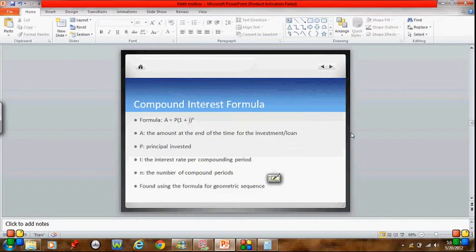Let's look at the formula for compound interest. As you can see, the formula here is A equals P(1 + i)^n, where A is the amount at the end of the time for the investment or loan, P is the principal invested, i is the interest rate per compounding period, and n is the number of compound periods. It's important to note that this formula is derived using the formula for a geometric sequence, which is Tn equals ar^n. And we'll explain in our next video how it's derived. So let's move on.